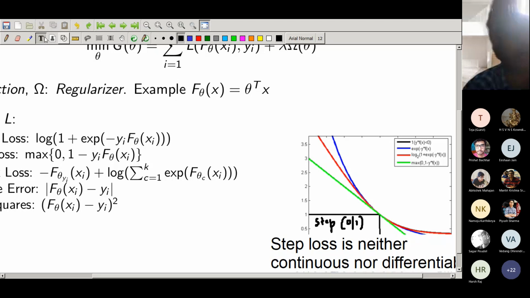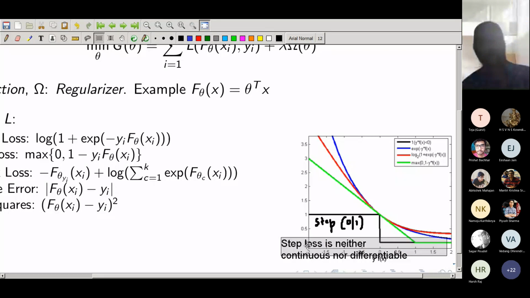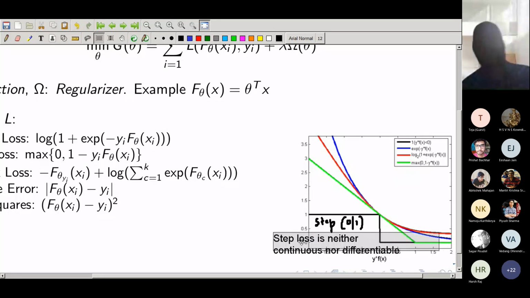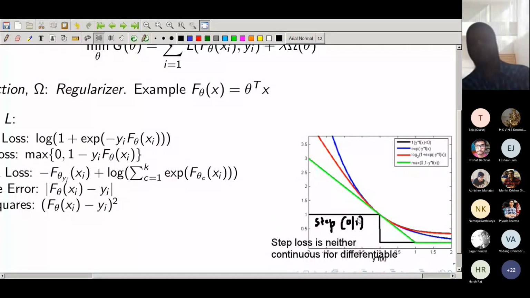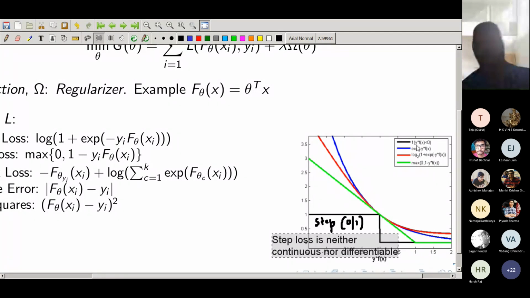Okay, so there are other surrogates we come up with. What the step loss says, which is intuitive, is that if my classification is wrong, basically if the predicted label does not agree with the true label, y is the true label, f(x) is the predicted label for classification. If they don't agree, that is, the sign is negative, then you have a loss of 1. Otherwise, you have a loss of 0. So to make it continuous and also differentiable, there are options.